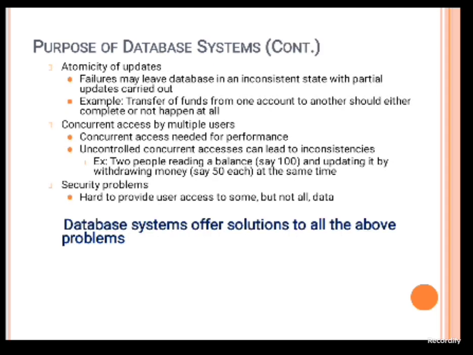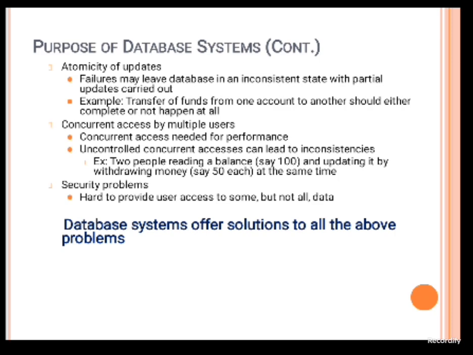So let's continue with the purpose of database system. In the previous slide, we discussed the problems of traditional file system. This slide explains how a database solves those problems. The first concept is atomicity of updates. So atomicity means that a transaction should either be completed fully or not happen at all.